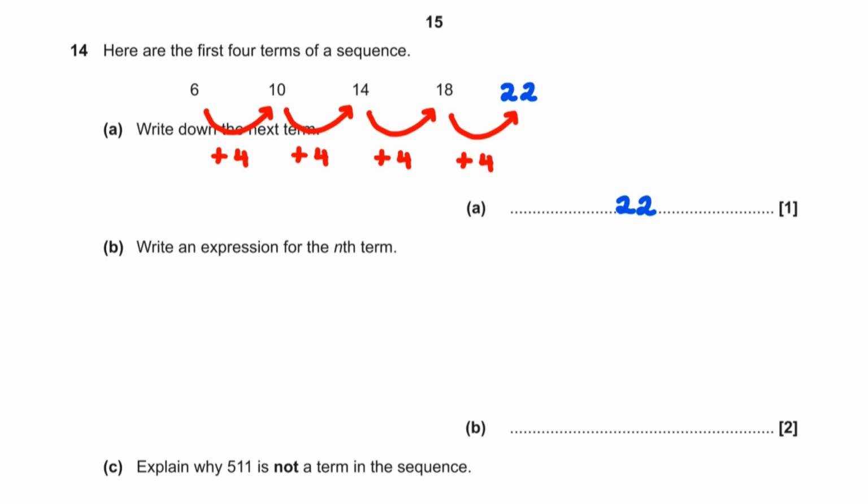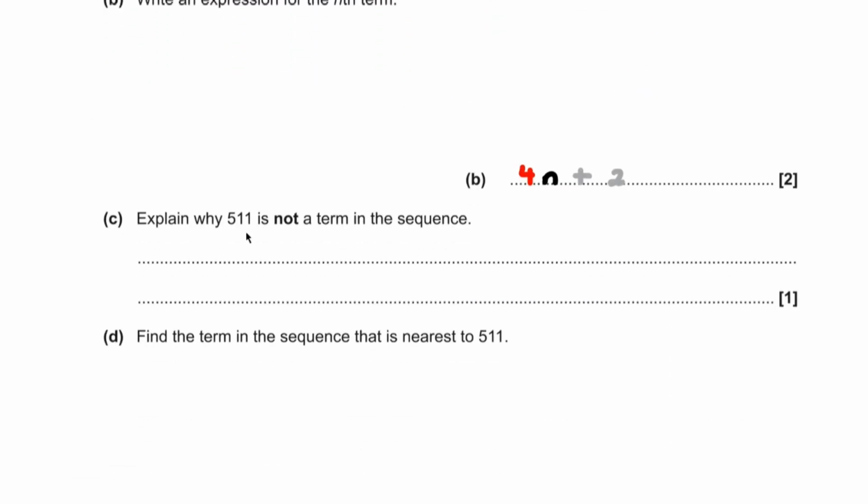Now we have to find the nth term. So for the nth term, what I need to do is find the 0th term, and for that, I need to subtract 4, the opposite of plus 4. And that gets me 2. So for my nth term, I have 4n plus 2.